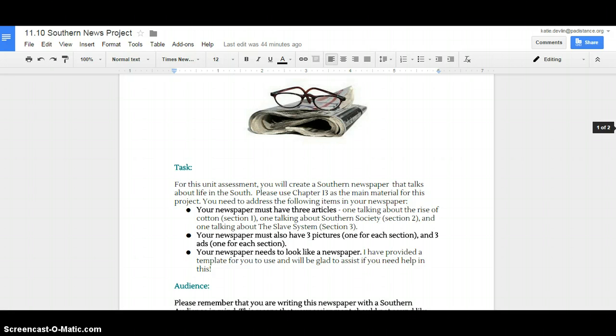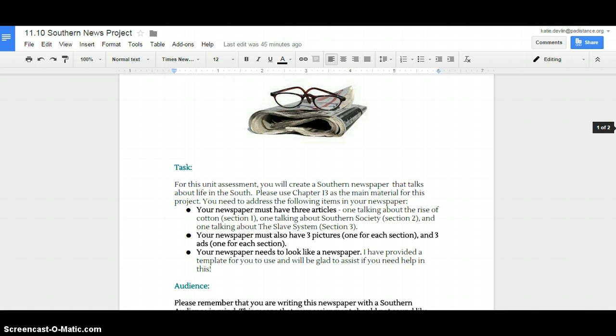So, we also need 3 ads. And this might be a little confusing for some of us, so I really want to make sure we've got this part. When I say we need 3 ads, what that means is you are creating 3 ads regarding different aspects of the South at this time. You'll be creating an ad that advertises an ice box, which is the early version of the refrigerator that we've talked about. You'll be creating an ad talking about the cotton gin, and you'll be creating an ad talking about something involving a church social or Southern churches. This is all provided on the template.